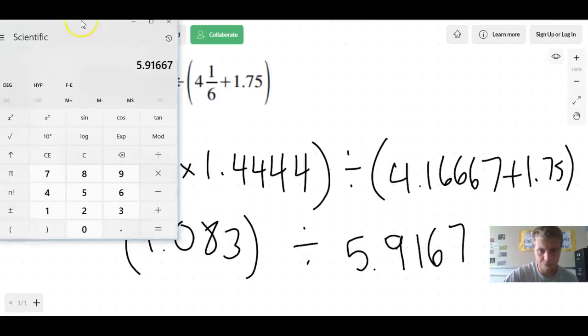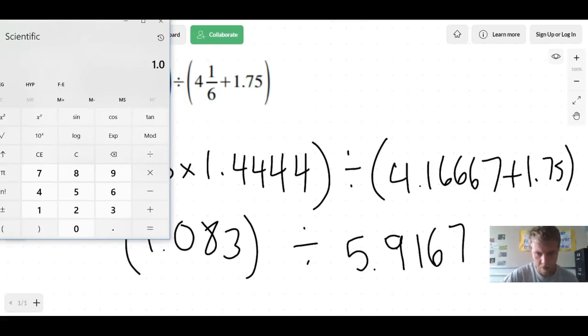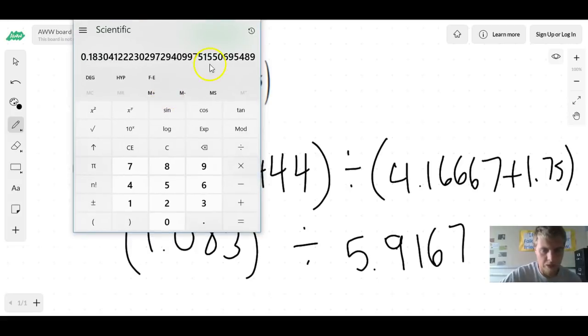So 0.333 divided by 1.91667. And that's going to give me 0.174.